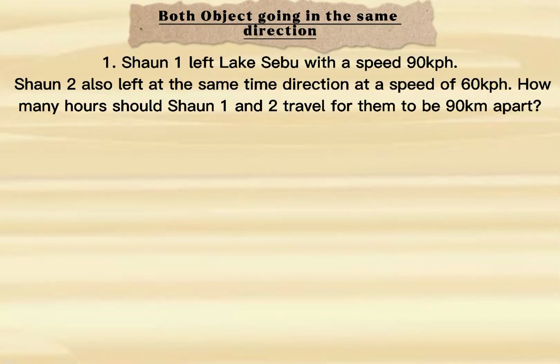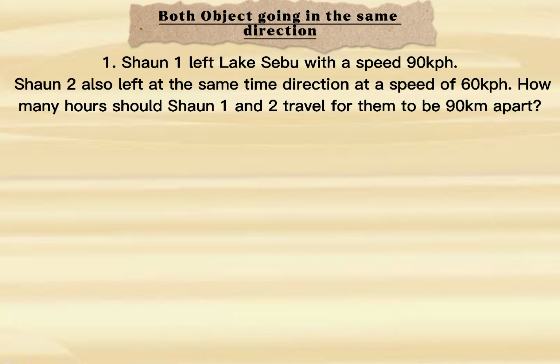We have also our next example in both objects going in the same direction. Sean 1 left Lake Cebu with a speed of 90 kilometers per hour. Sean 2 also left in the same direction at a speed of 60 kilometers per hour. How many hours should Sean 1 and 2 travel for them to be 90 kilometers apart?